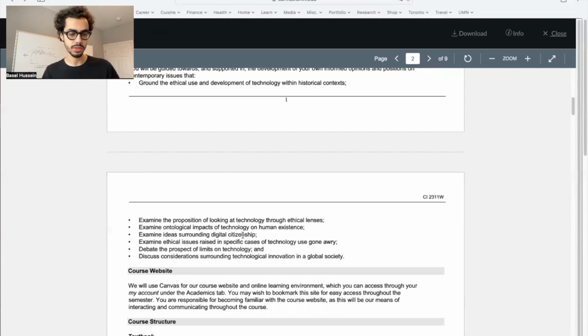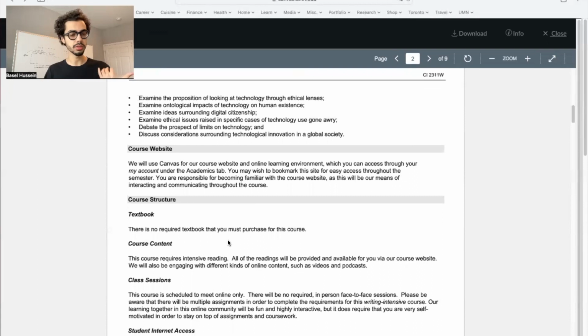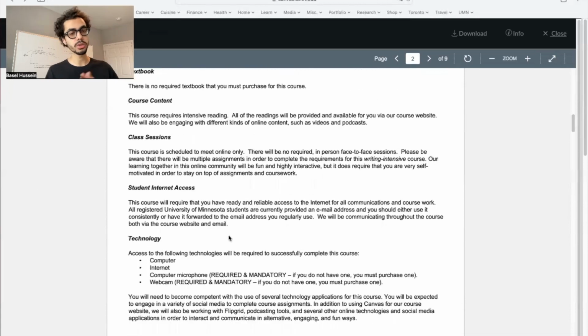Here are some of the course outcomes. The course website will be Canvas. There's no formal textbook required or prerequisites. One thing you should know is that since this course is online, it's really important that we have some communication in terms of course policies, making sure that you're logging in and engaging with the content weekly.